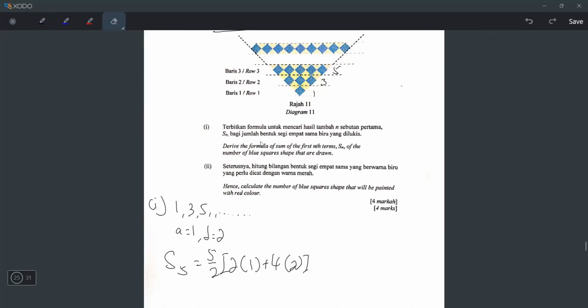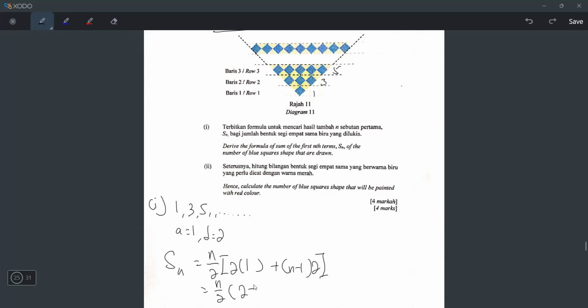But now they want you to derive the formula for Sn. It means they never ask you to find S5 or S6 or S10 or S11. No, they just want you to find the Sn. Just Sn only. Means your answer will be in terms of n. Means you will just put n over 2 and then 2a plus n minus 1 d. And then the a you put 1, the d you put 2. That's it. And then you become n over 2.